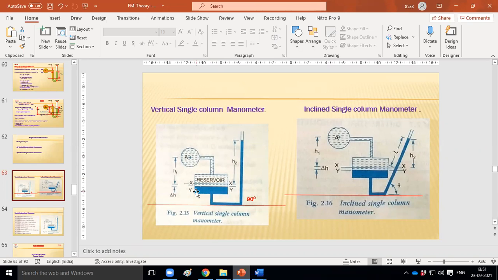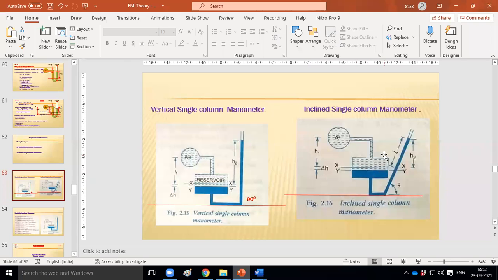And you tell me what will be the height of the free surface of mercury from the new datum line in the right limb? You can easily observe the figure from the YY datum line. What will be the height of mercury in the right limb? H2 plus delta H. Delta H addition is required. H2 plus delta H. Is it understood? Yes, sir.